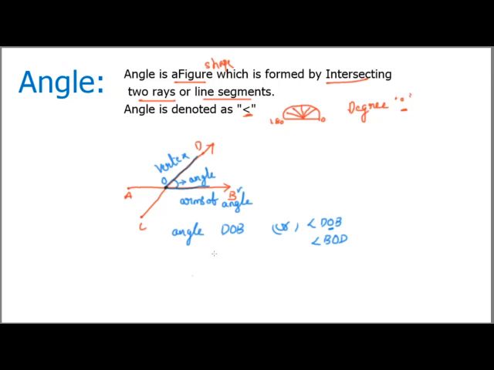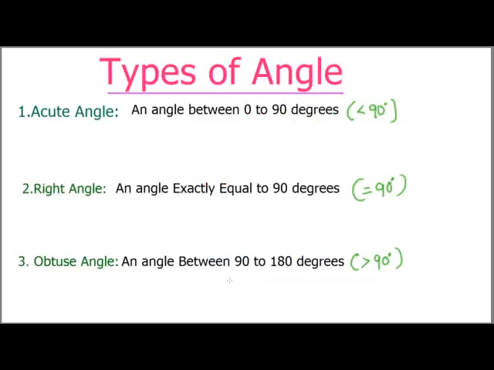And another one is arms of the angle. How do we write the arms of an angle? Arms of an angle is written as OD, OB. From the intersect point we have to take the arms of the angle. This is angle. Next our topic is types of angle.